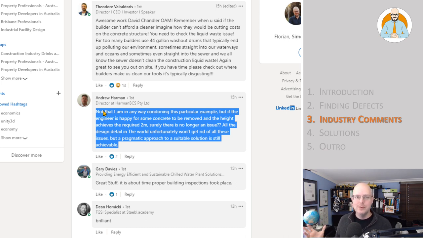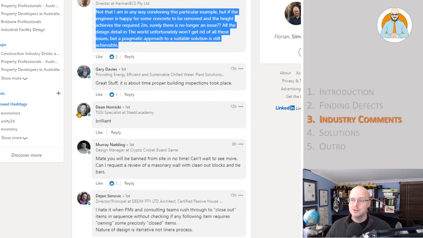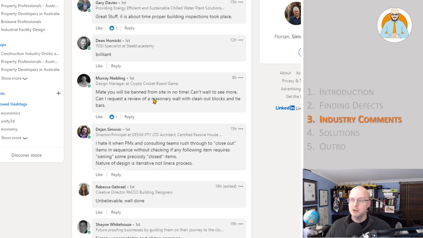Remember, these things are over-engineered. They over-engineer them to the moon, and you'll have engineers arguing with each other over what is the best solution. I've had this happen on jobs. And people have used it as a way to push one engineer out and get another one. Yeah, it can happen too, guys. Great stuff. It's about time proper building inspections took place. Brilliant. Mate, you'll be banned from site in no time. I hate it when PMs and consultant teams rush through to close out items in sequence without checking if any of the following items require opening.